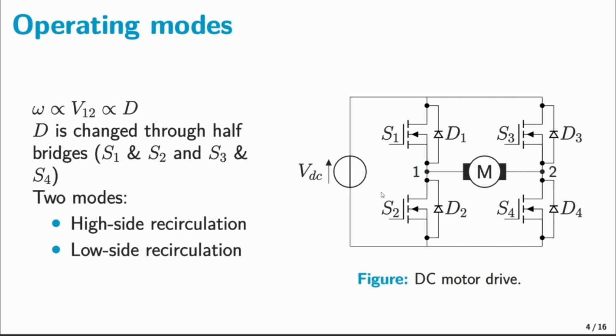However, to reduce the switching losses, one of the half bridges is fixed to either a 0 or 1 duty cycle. If the duty cycle is fixed at 0, it is referred to as low side recirculation. If the duty cycle is fixed at 1, it is referred to as high side recirculation.